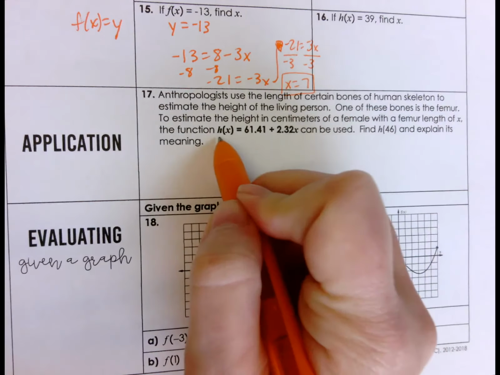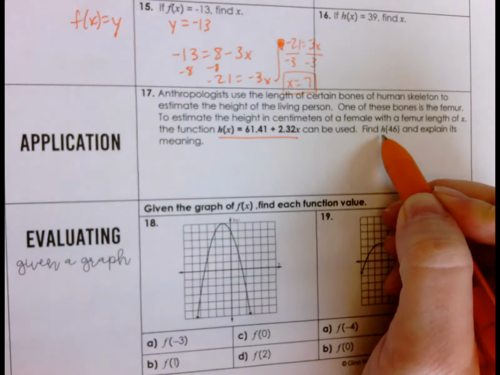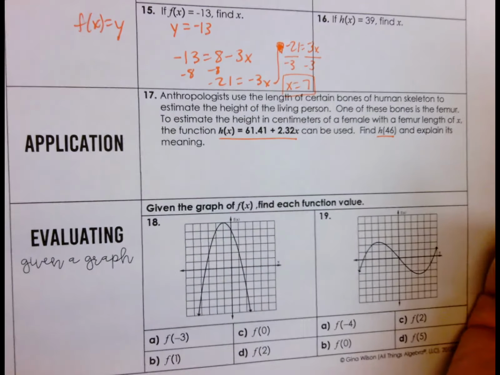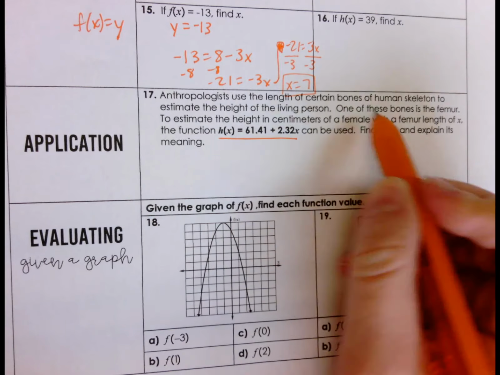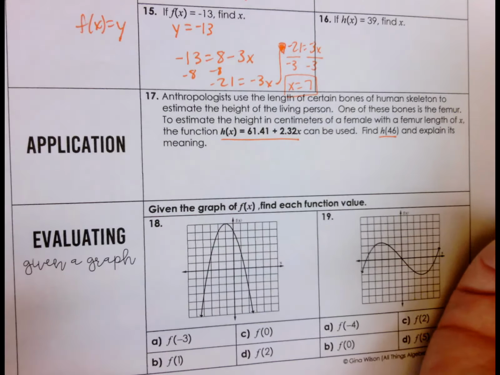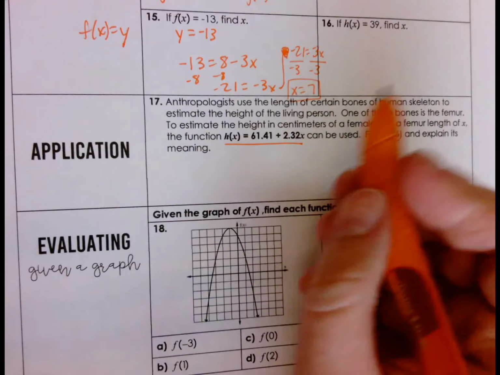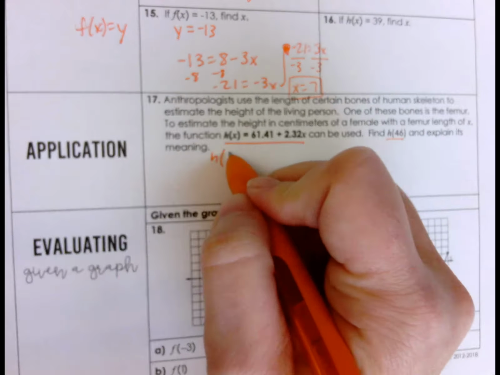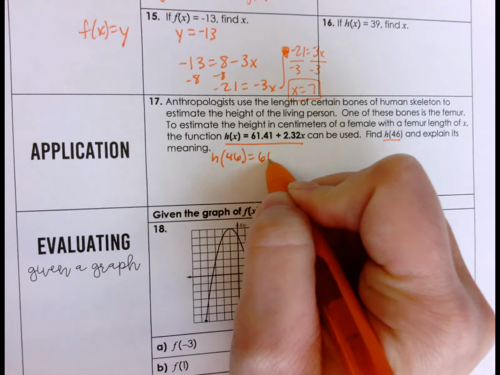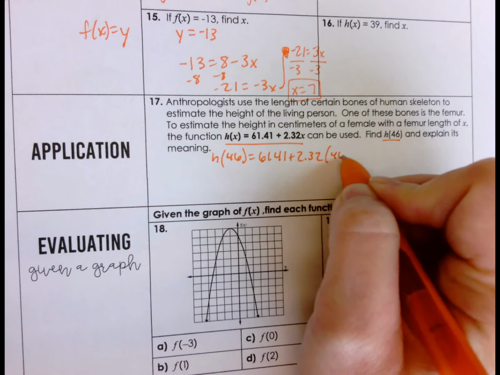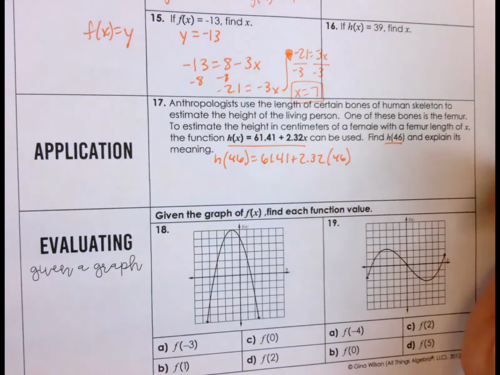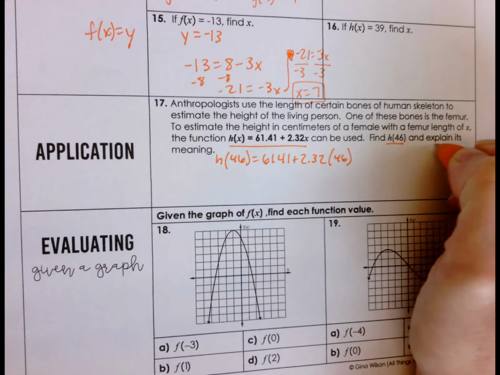Okay, so here's our function. And it's asking you to find h of 46. Which means the length of the femur is 46, so how tall is the female is what it's asking, okay? So you're going to do h of 46, and you're going to plug in 46 here. You're going to solve that, okay? And then you're going to explain.